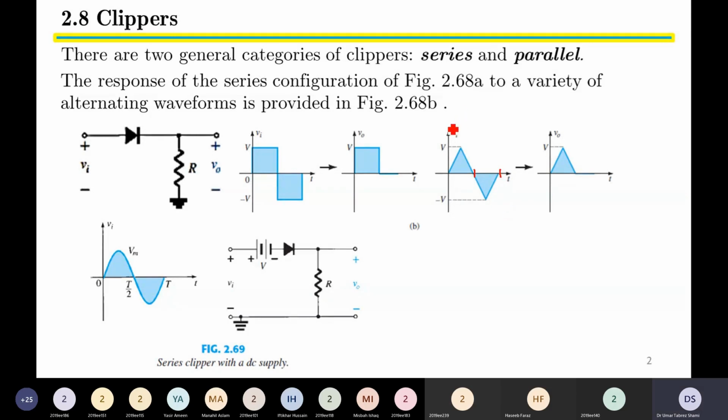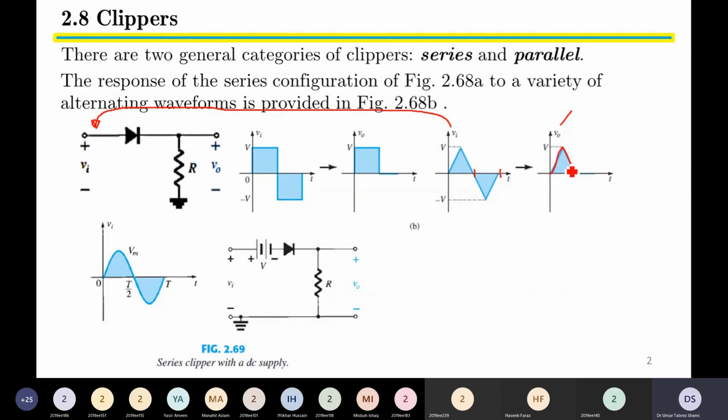So when this signal is provided to the input side with the direction of diode shown, only the positive half of the input signal will be available at the output. That is, from 0 to pi we will have a positive voltage, which will again be a triangular waveform.